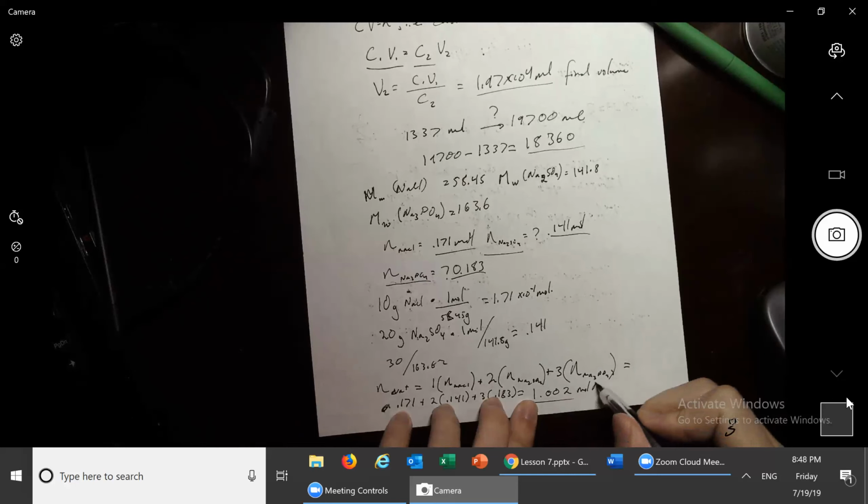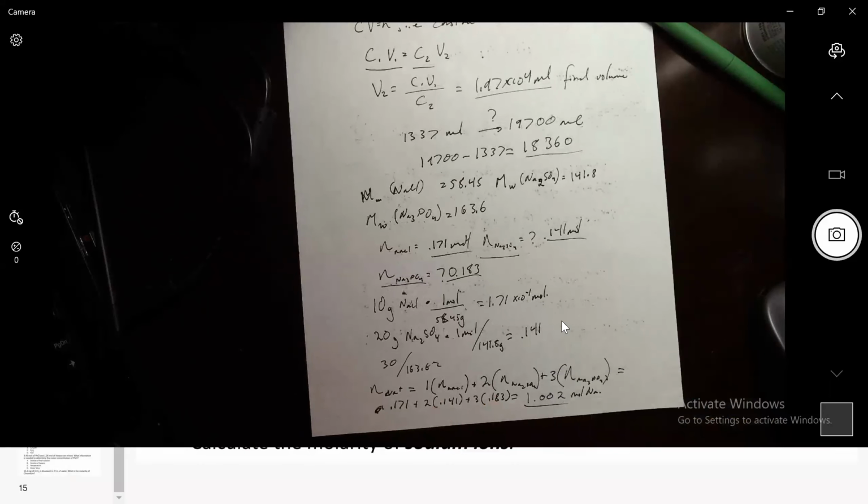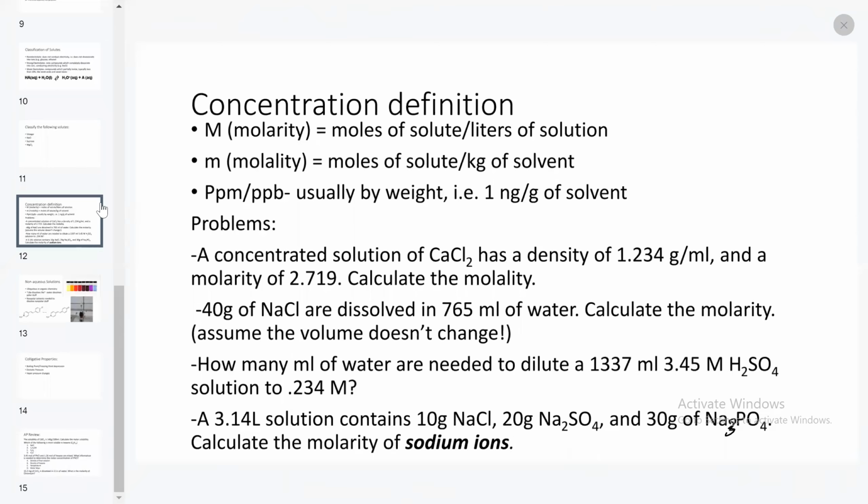However, the question did not ask for moles of sodium. It asks for the concentration. So we're given the volume. So can someone tell me the concentration? So we know the number of moles. We have 1 mole, and we have the volume. So what's the molarity?